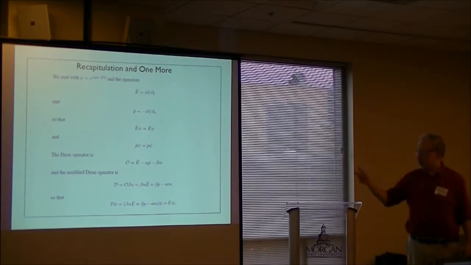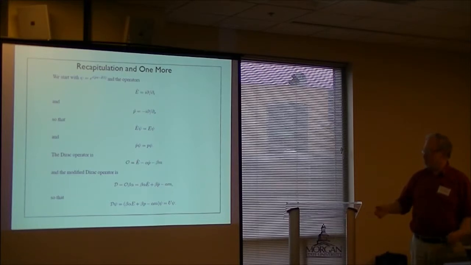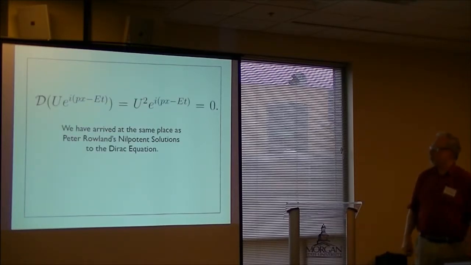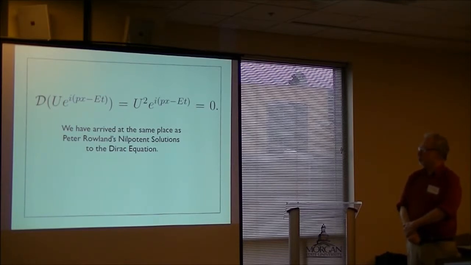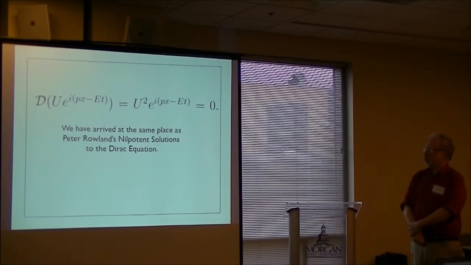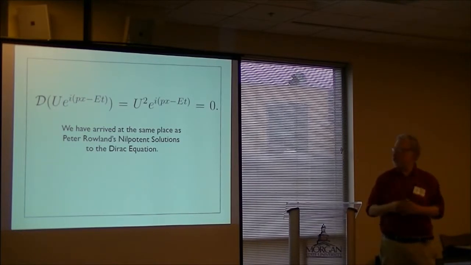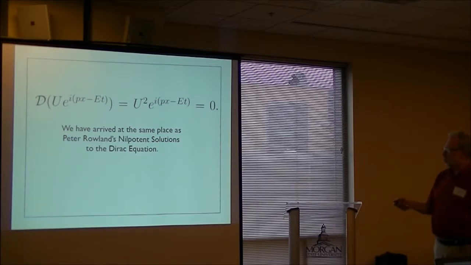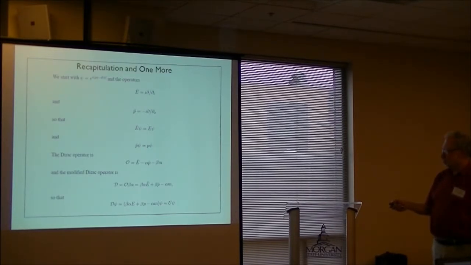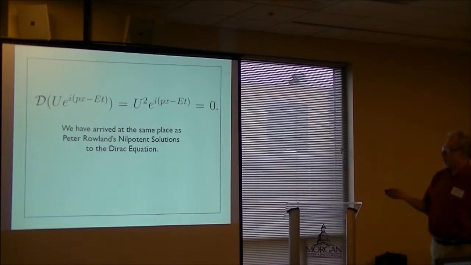The Dirac operator, the new one, creates the solution. So we have this, that d of u times the plane wave is u squared, which is equal to zero, and so u itself is the guts of this solution to the Dirac equation, and that's essentially the same as Peter's nilpotent solution. All I've done is tell the story where I start with the usual Dirac equation and walk my way over to his formulation. And if you would like to re-put it in terms of quaternions, it will be easy for you to do that. I've left it in my nilpotent Clifford algebra form.